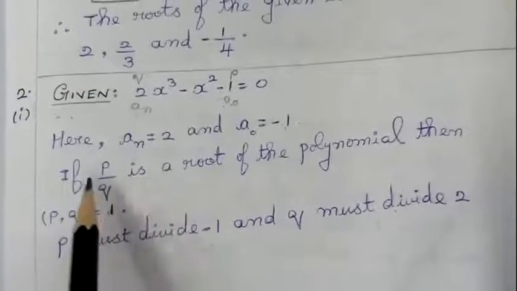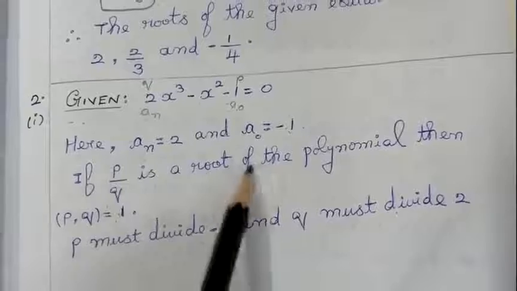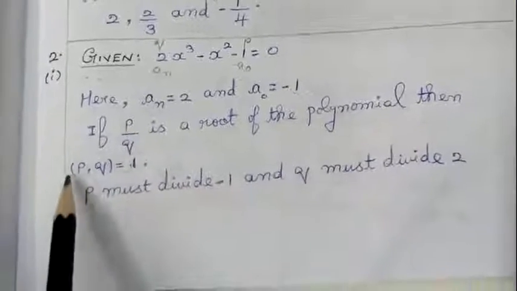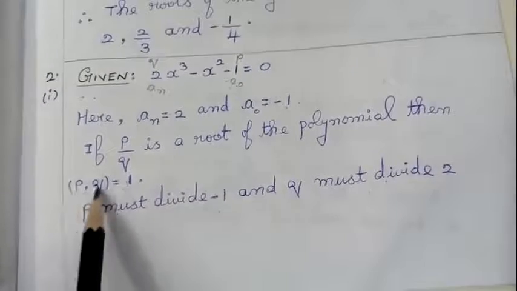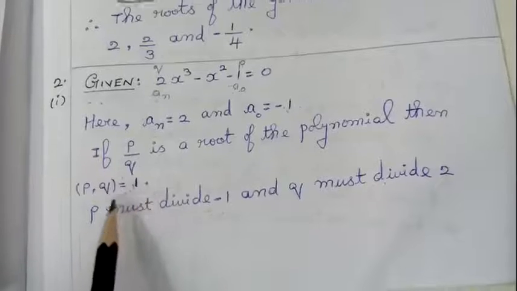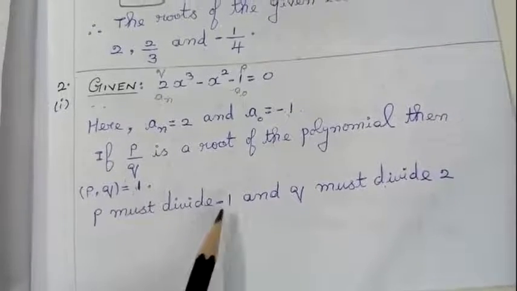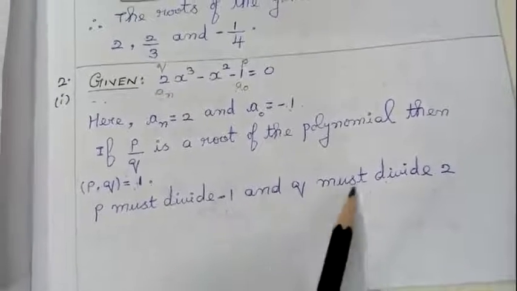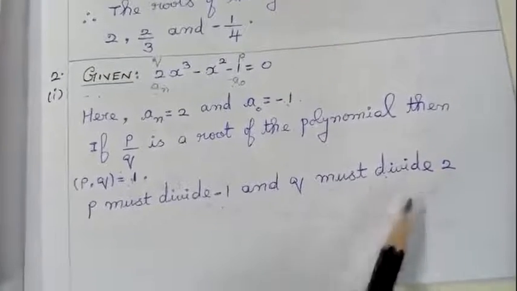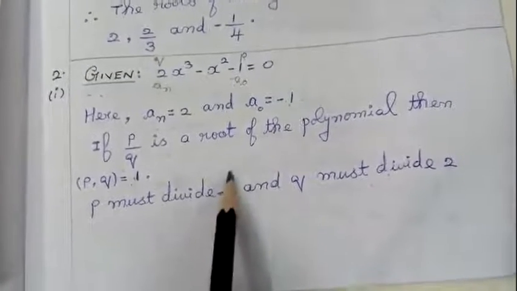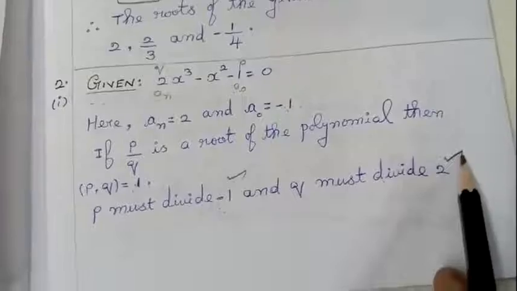What is the condition for the rational root theorem? If p by q is a root of the polynomial, then the HCF of p, q equals 1. P must divide minus 1 and q must divide 2. So that is the concept. Just note these two numbers: minus 1, 2.